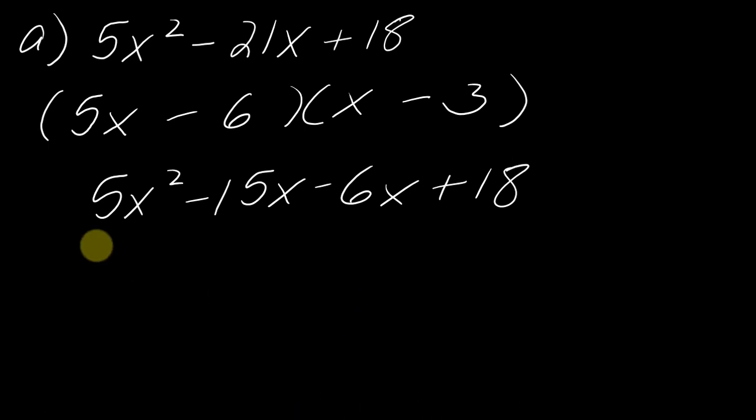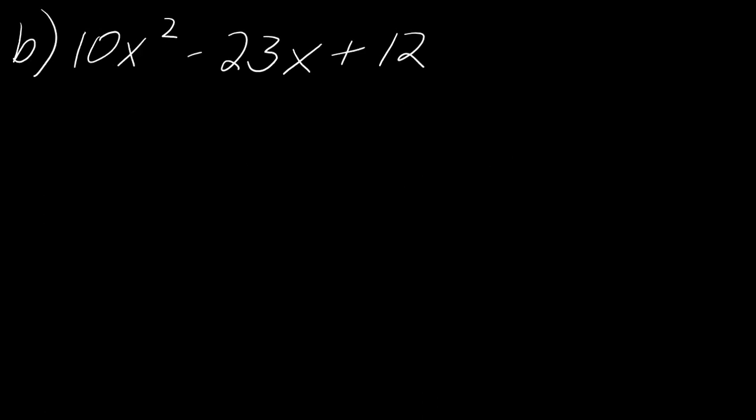So that's how you can utilize trial and error to make better guesses. The worst that happens is that there's only so many factors of 18. And since you know that this has to be positive, you know that both factors have to be negative to make the middle term negative. So there's only so many combinations that you can go through, but that's how you can utilize trial and error to make better guesses. All right, so let's go to the next one.